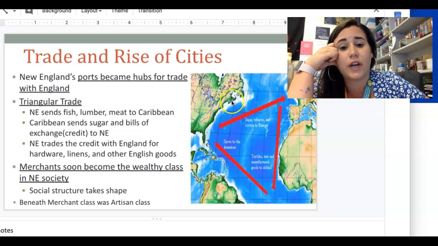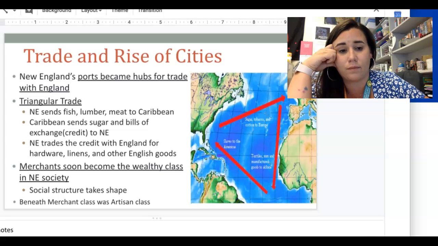So because trade is the basis of the economy in New England, merchants are going to have the most power and wealth within that society, merchants being the ones who organize and facilitate that trade.